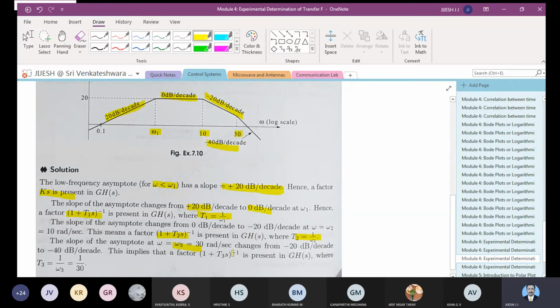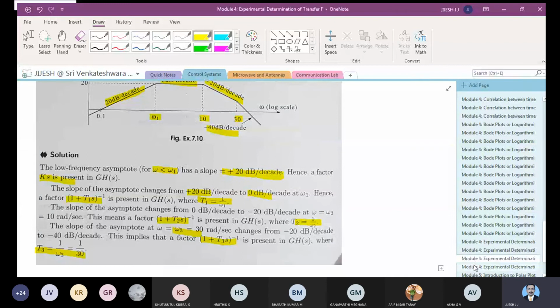So you have to take 1 plus T3s inverse, and T3 will be equal to 1 by omega 3. It is already given, that is 30. So T3 you will get as 1 by 30. T2 also you will get as 1 by omega 2. Omega 2 is given as 10, so you will get T2 is equal to 1 by 10. So you get all these terms.